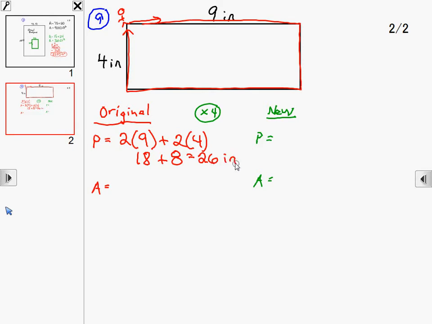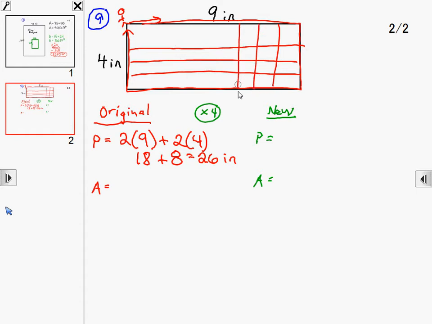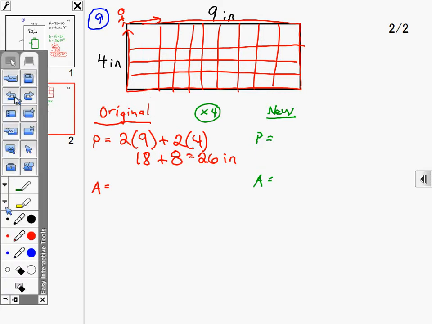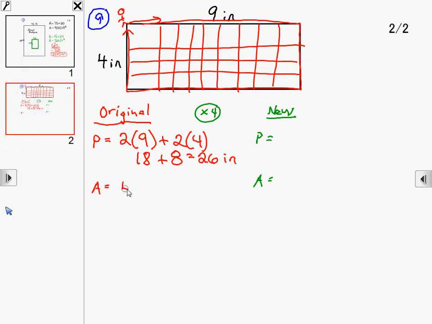And what's the original area? How many of these squares are going to be inside if it's 4 by 9? 1, 2, 3, 4, 5, 6, 7, 8. Oh, too many. How are you going to find the area? Cameron? 4 times 9. Yeah, you want to count all those? Or can we just make shortcuts? The formula is length times width. Is it also inches? Square inches. Inches squared.